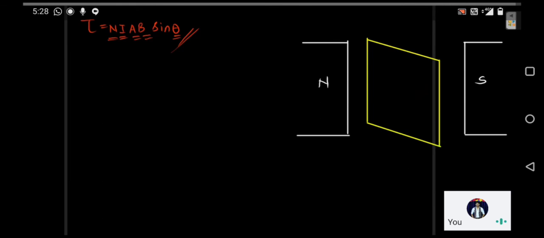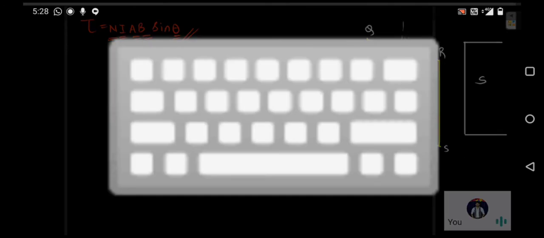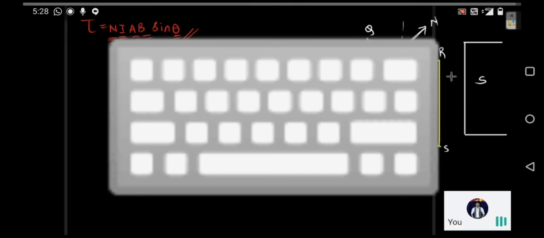Okay, let's say the coil is something like this. So let's name the coil PQRS. Let's say this is the axis of the coil, like this. Okay, so let's say this is the normal to the plane, and this is the magnetic field.